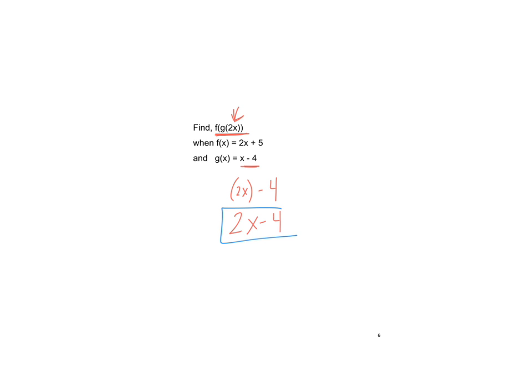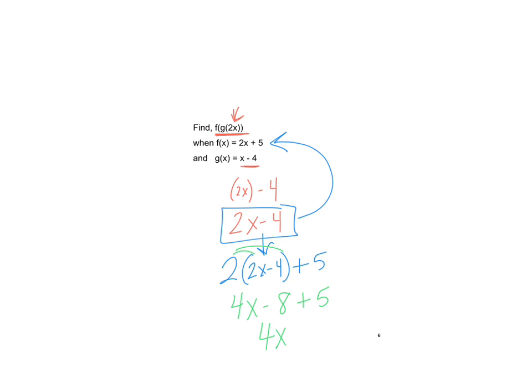Now I'm going to take 2x minus 4 and I'm going to plug in for f. So f is 2x plus 5. So instead of the x, I'm putting in my answer to the previous one, which was 2x minus 4. So again, we're going to distribute. We get 4x minus 8 plus 5, which is 4x minus 3.